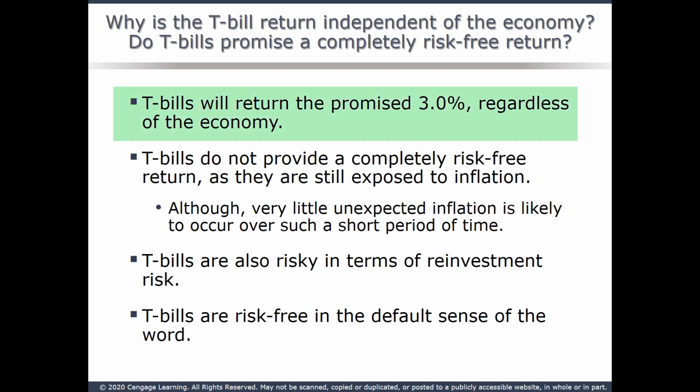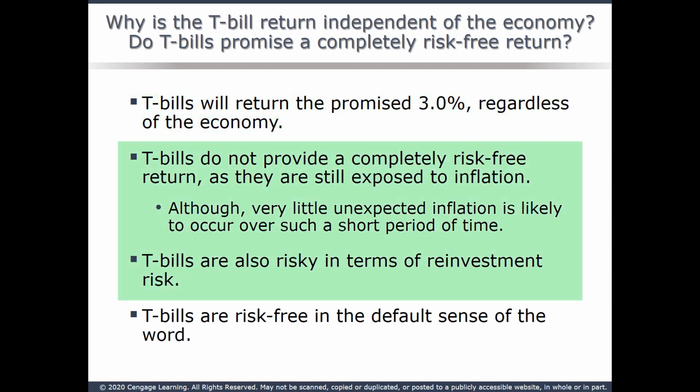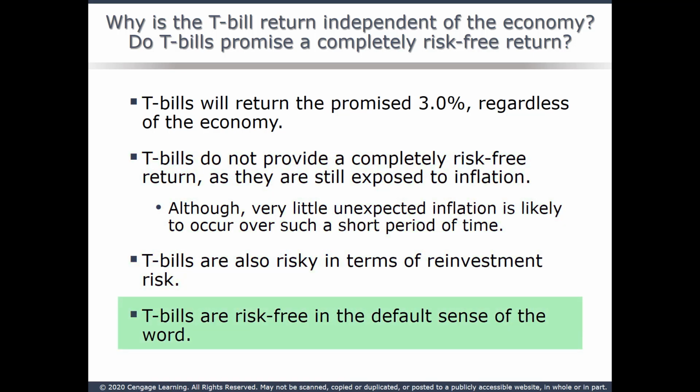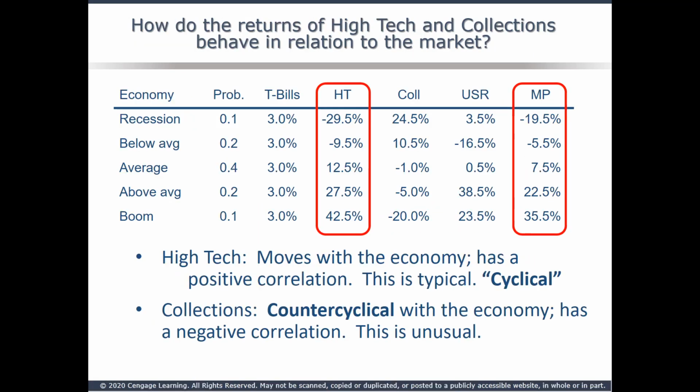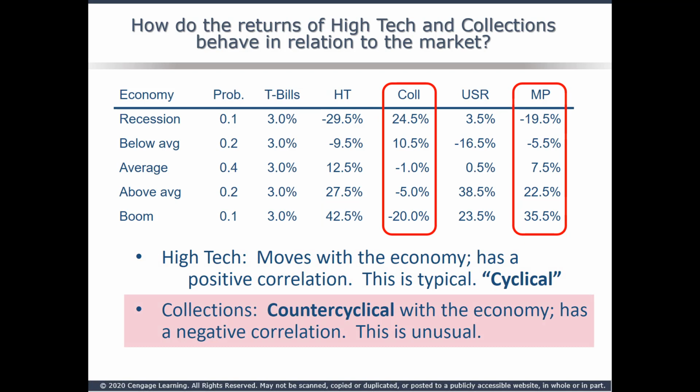T-bills are shown to return 3% regardless of the state of the economy, but they are not totally risk-free. They are still exposed to inflation risk and reinvestment risk since they're short-term assets. They're free of default risk since they're issued by the U.S. Treasury. High-tech is a fairly typical asset. Its return pattern matches the states of the economy. That's considered a cyclical investment since its performance follows the business cycles and is positively correlated with the market overall. Collections, on the other hand, is countercyclical. As a collection agency, it does well when the economy is in a recession, poorly when the economy booms. It's very unusual to find a stock that performs like this, one that is negatively correlated with the market.